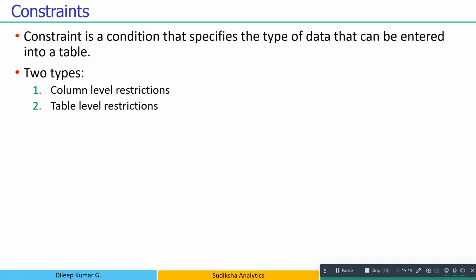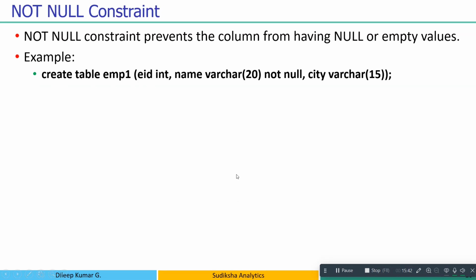Then we can also specify constraints. A constraint is a condition that specifies the type of data that can be entered into the table. There are two types of constraints: column level restrictions and table level restrictions. That means restrictions can be applied on a column, or restrictions can be applied on the complete table. So we have two types.